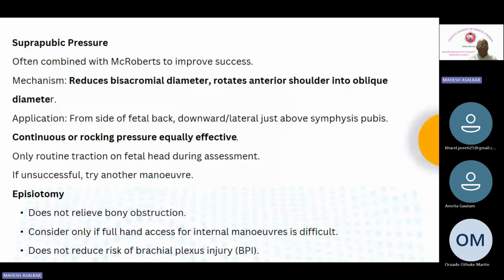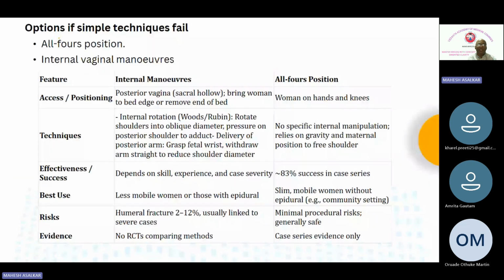Okay, it does not reduce the risk of brachial plexus injury. So episiotomy does not have a role in reducing the brachial plexus injury. It will not relieve the bony obstruction, but it will help us to carry out internal maneuvers if you have a difficult access doing internal maneuvers.